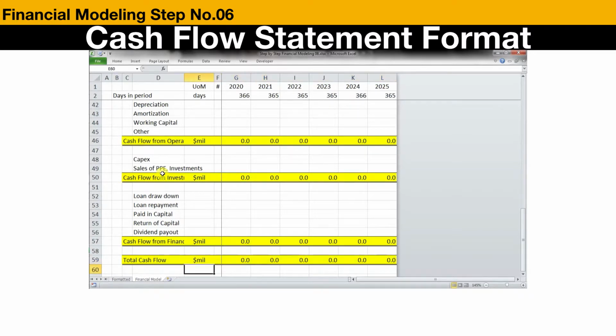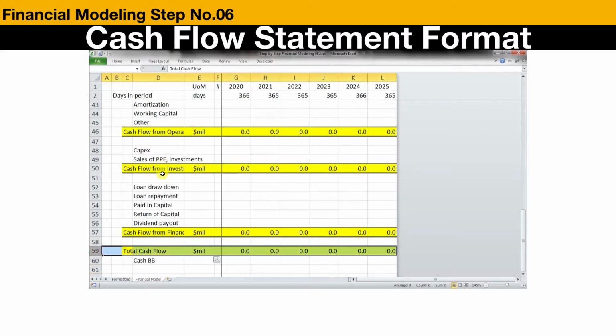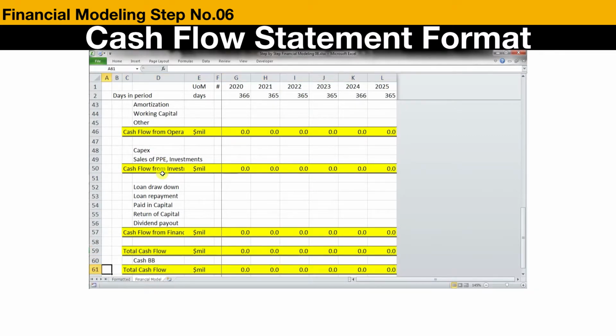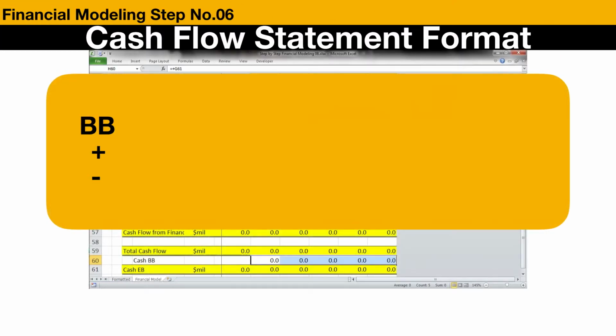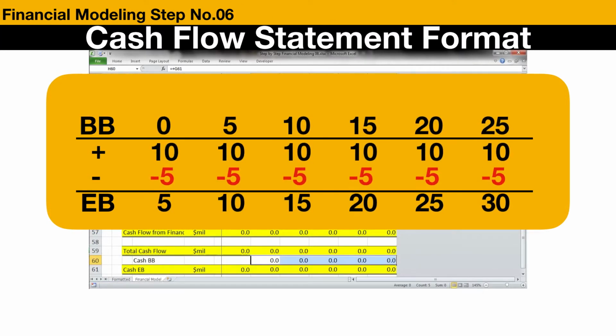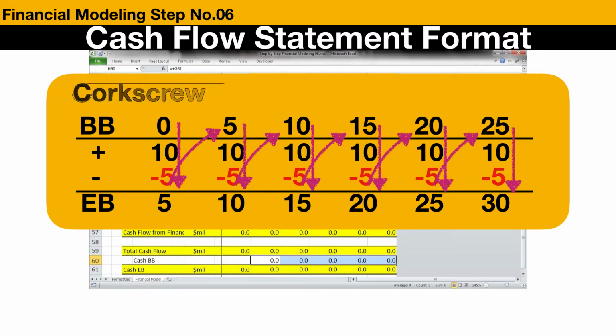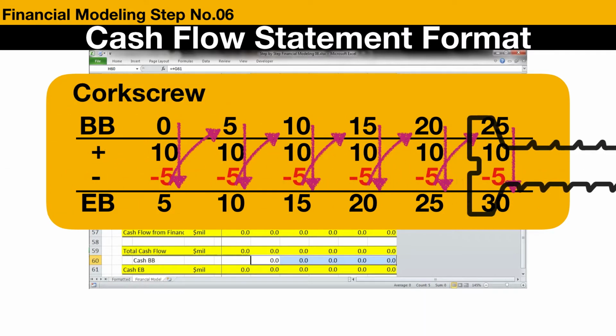Once we calculate the total cash flow of the period, we can calculate the ending balance of the cash. By definition, cash balance at the beginning of the period plus total cash flow equals cash at the end of the period. Also, cash balance at the beginning of the period equals the cash balance at the end of the previous period. In the spreadsheet we often calculate the beginning balance plus movements in the period equals the ending balance. Sometimes it is called corkscrew, as it looks like a corkscrew.